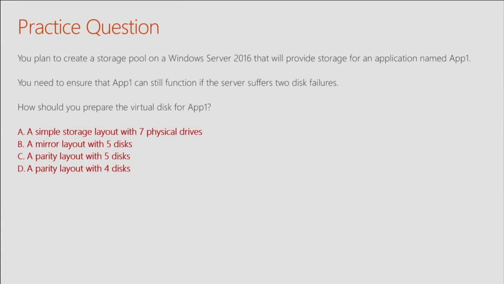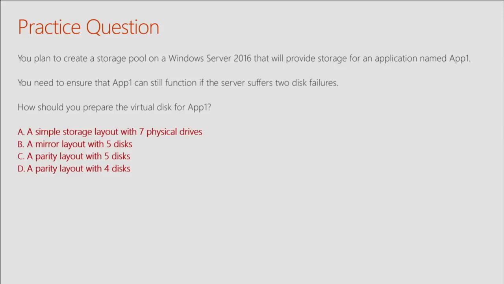Practice question. So let's say we're going to create a storage pool on a Windows Server 2016 machine that will provide storage for an application called App1. You need to ensure that App1 can still function if the server suffers 2 disk failures. Let's see who was paying attention. What should I create? Yes, sir.